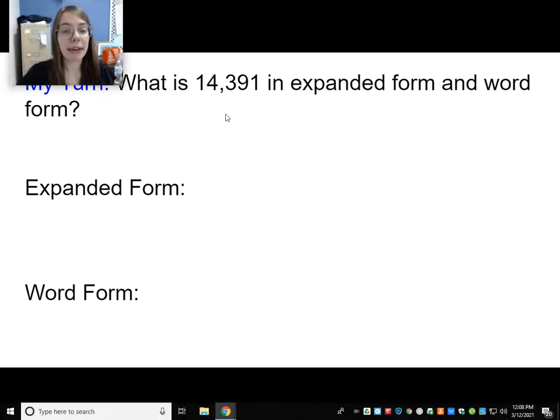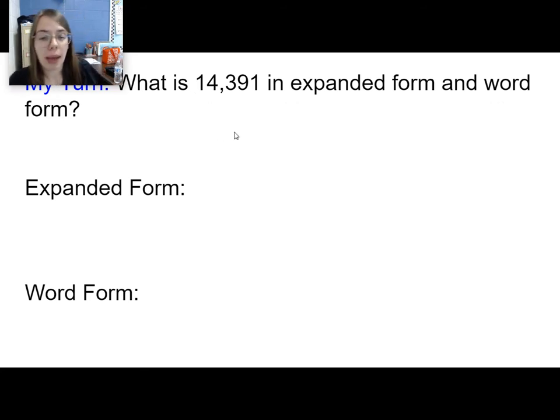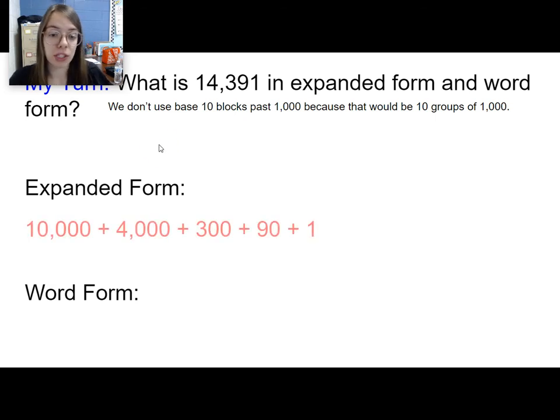Okay? All right, something else that we learned in this skill is expanded form and word form. Remember, expanded form is just the value or the worth of each digit in a number. Word form is simply how we say the number. So let's take a look at this number. I see that I have a 1 in the ones place, a 9 in the tens place, a 3 in the hundreds place, a 4 in the thousands place, and a 1 in the 10,000s place. So I'm going to write out the values of each of those digits.